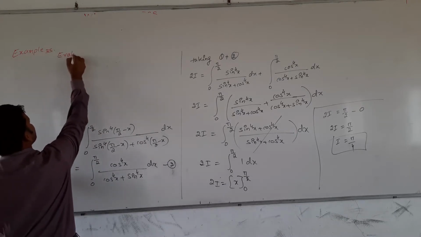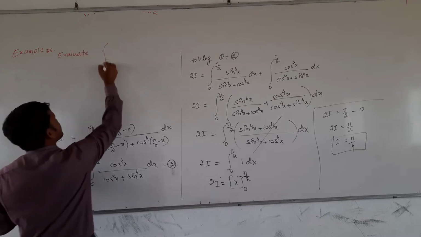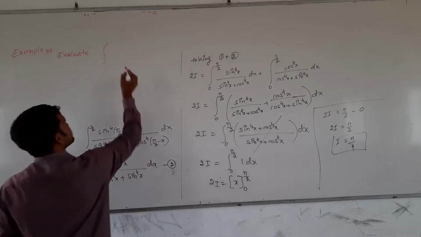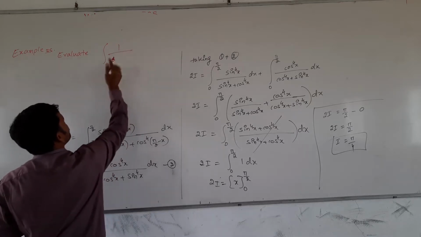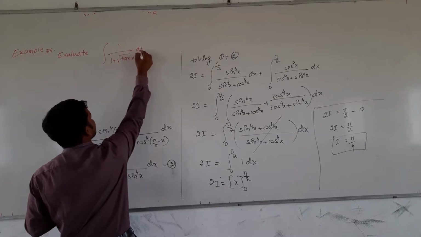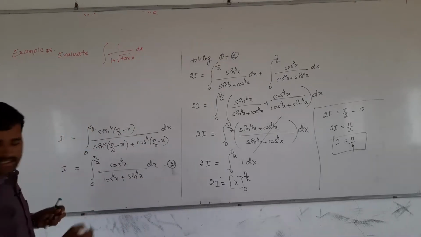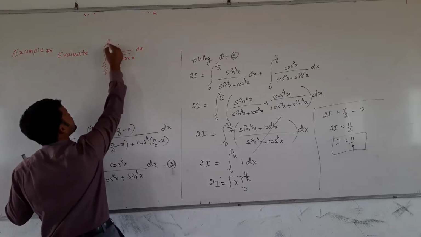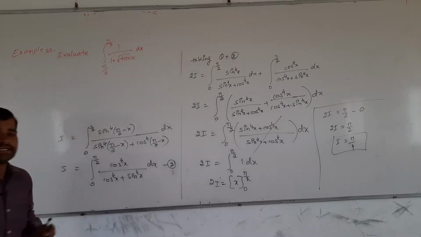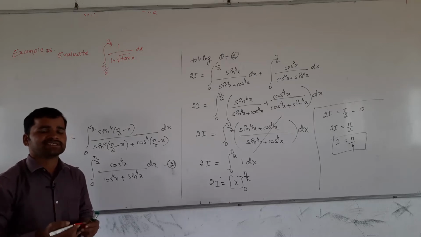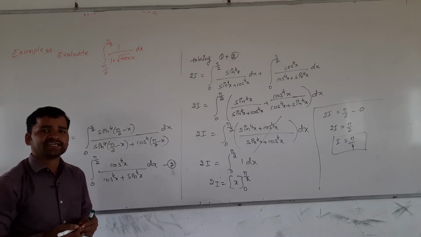Evaluate integration of 1 by 1 plus square root of tan x with respect to x from pi by 6 to pi by 3. Pi by 6 to pi by 3. Pi by 6 means 30 degree. Pi by 3 means 60 degree. 30 degree plus 60 degree, 90 degree it is.